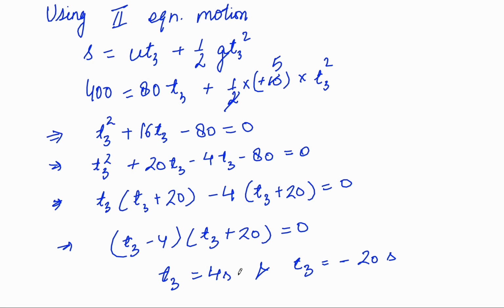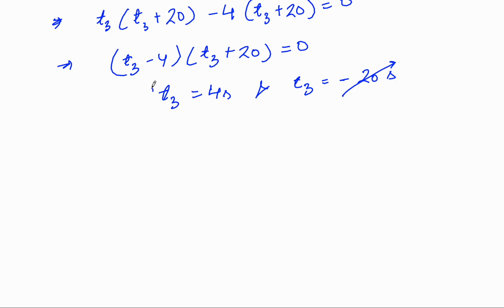Now remember this thing. We all know this from the practical example also, that time cannot be negative. So I am going to exclude this one. Okay. And I will say that T3 is 4 seconds. I am going to take this one.